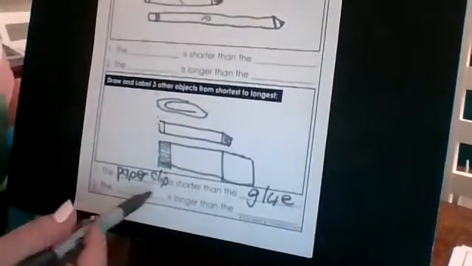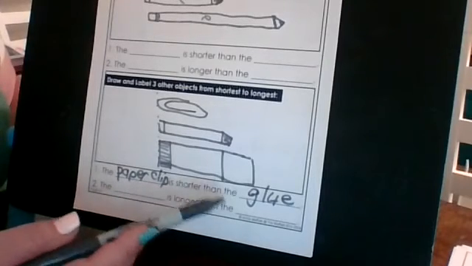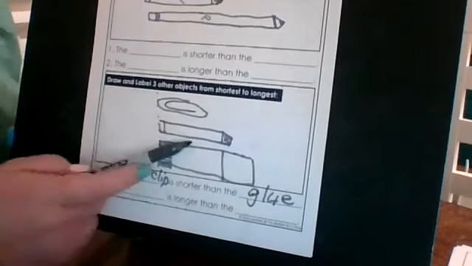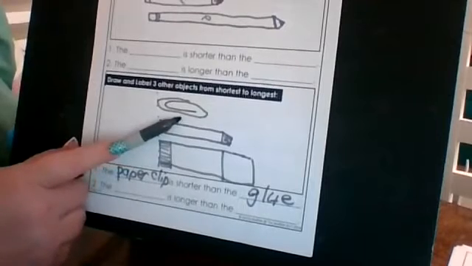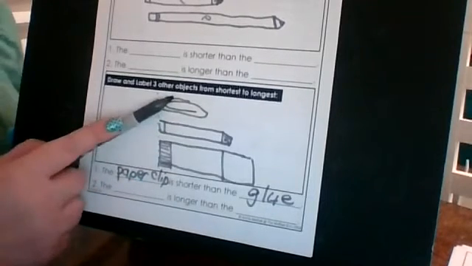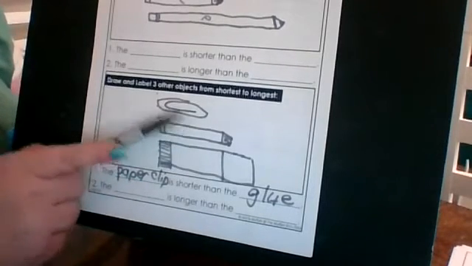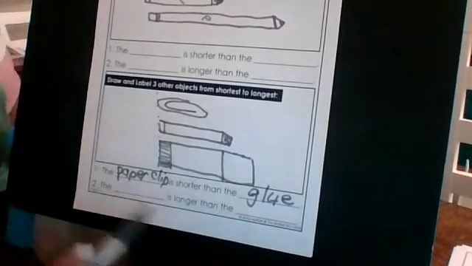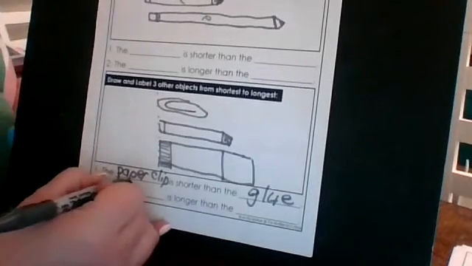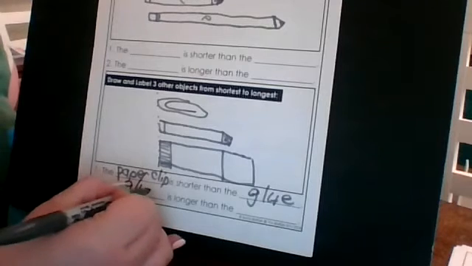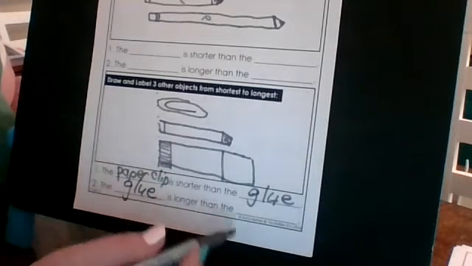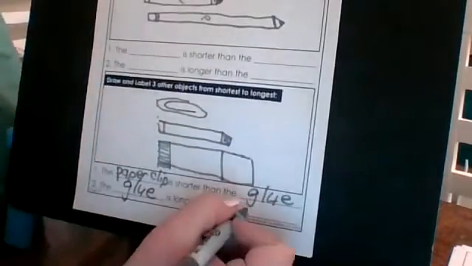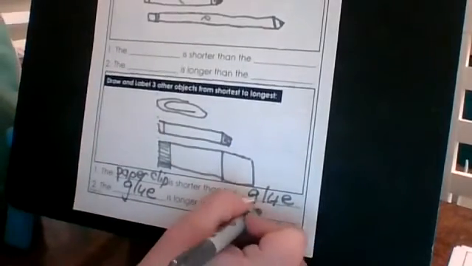Okay, the blank is longer than the, well, the glue is longer than the crayon. The glue is also longer than the paper clip, and the crayon is longer than the paper clip. Let's see. Let's do the glue is longer than the, I already used the paper clip, so I'm going to use the crayon, is longer than the crayon.